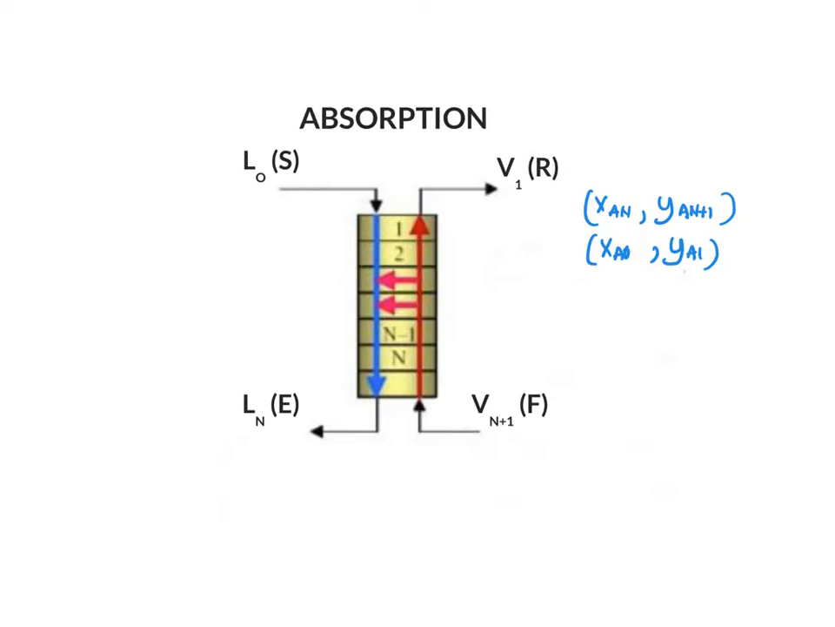Alright, so you have to know that your feed gas normally consists of the solute that you would like to remove, and you can call the solute A. So the mole fraction that you have here comes from the solute, which is YAN plus 1. And you also have another component which is called the carrier. Normally it is air, and it is labeled as YBN plus 1.